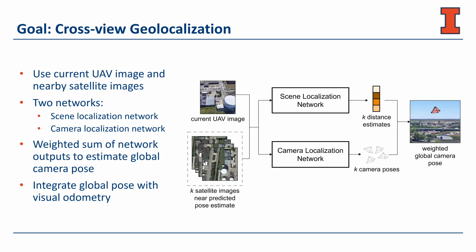In this paper, we propose an image-based cross-view geolocalization method to estimate a UAV's global pose. We use the current UAV image and nearby satellite images as inputs to two neural networks, a scene localization network and a camera localization network. This is in contrast to previous cross-view methods that focus only on scene localization.